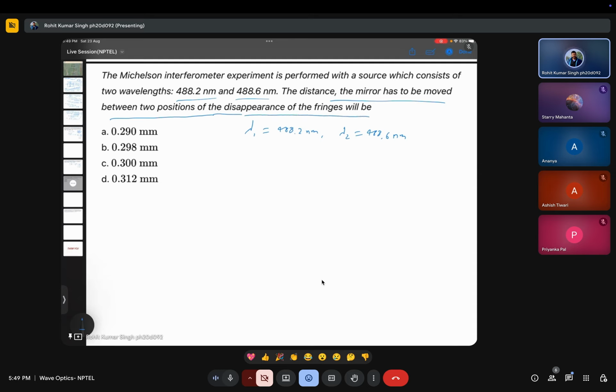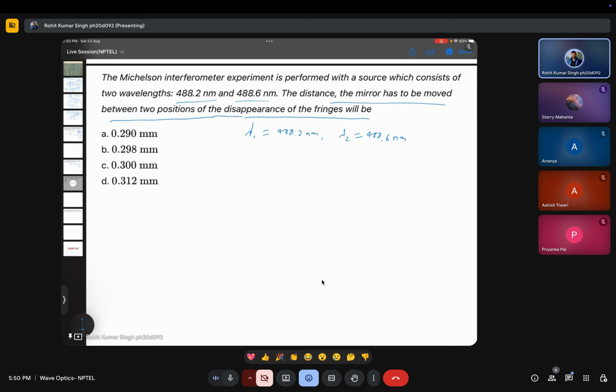Now, as I said, what we have control over is the distance between the mirrors, right? That we have to move to see the disappearance of the fringes. Now how can you calculate it? What is the condition for the disappearance of the fringes? 2d by lambda 1 minus 2d by lambda 2 is equal to half, right?